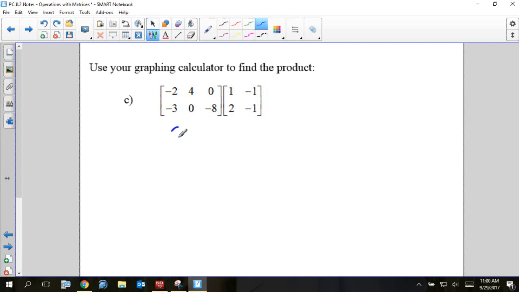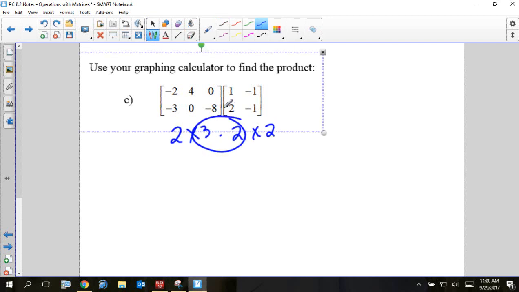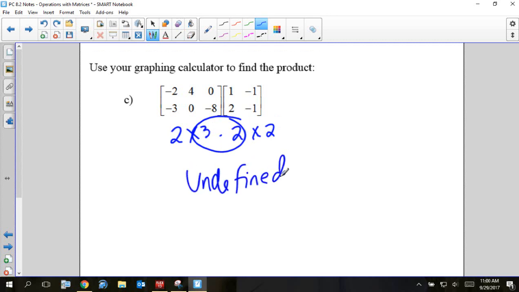So this is a 2 by 3 multiplied by a 2 by 2. You can't do that. So undefined. If you check it first, you're going to save yourself some time.